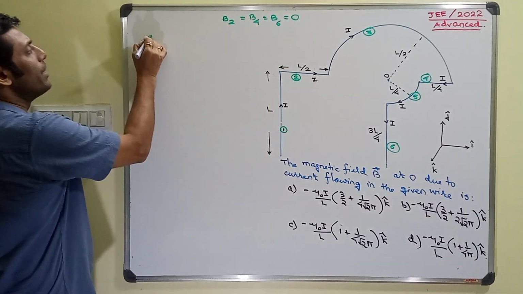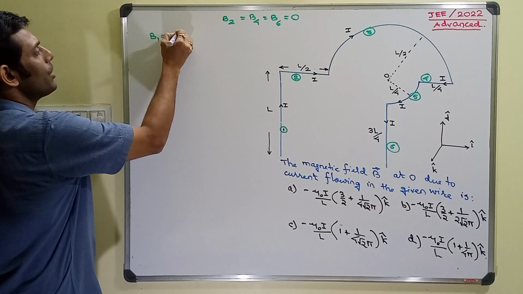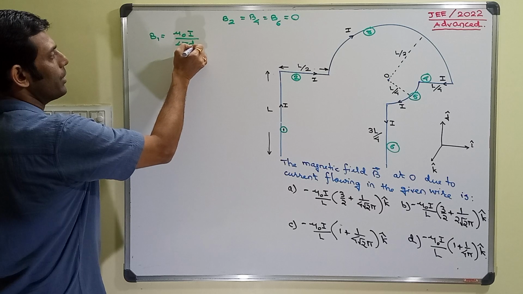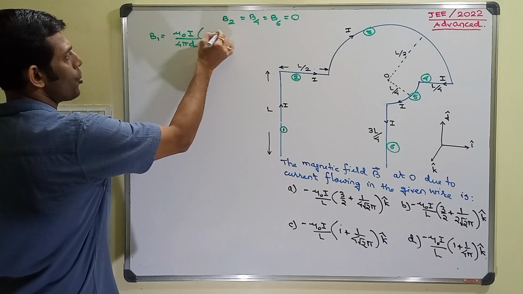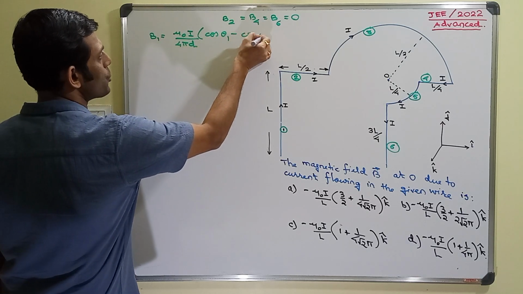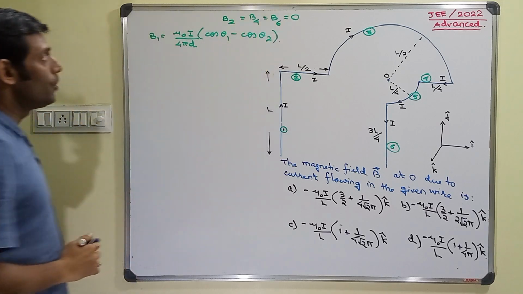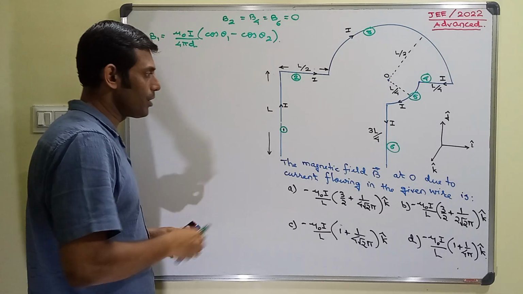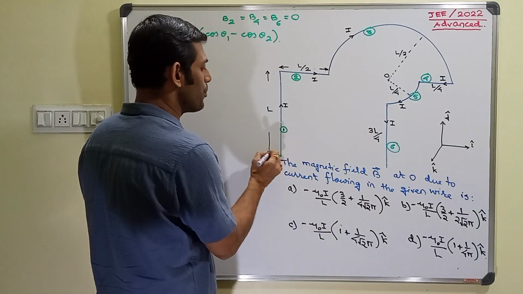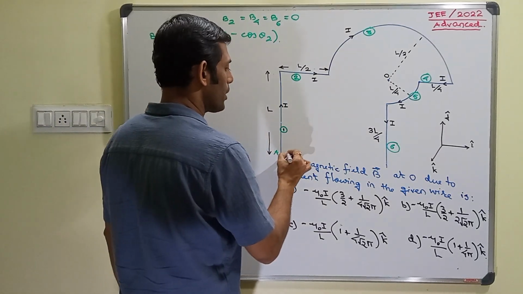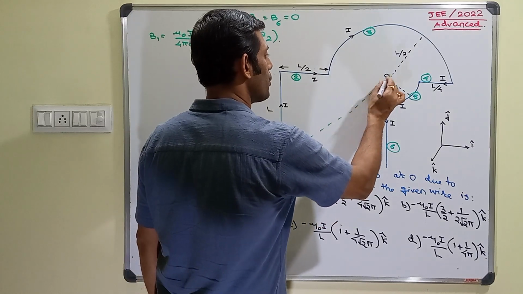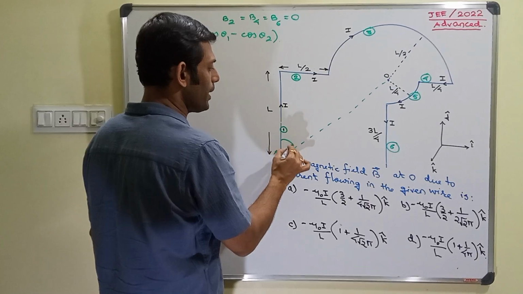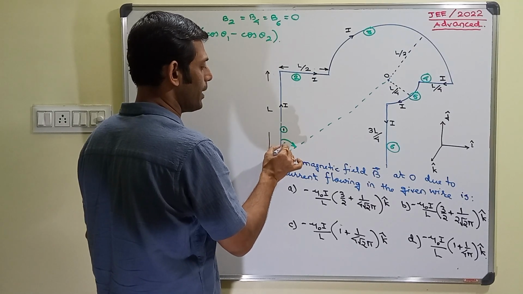the magnetic field due to a finite length is mu naught I by 4 pi d into cos theta 1 minus cos theta 2. What exactly is this? This is something like this. Now see, let's say this is the starting point A. From A to the point of reference where you want to calculate the magnetic field, there is a certain angle subtended and this angle is theta 1.